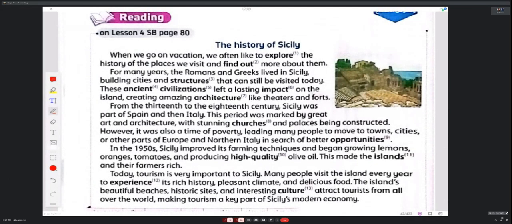The history of Sicily. When we go on vacation, we often like to explore the history of the places we visit and find out more about them. For many years, the Romans and Greeks lived in Sicily, building cities and structures that can still be visited today. These ancient civilizations left a lasting impact on the island, creating amazing architecture like theaters and forts.